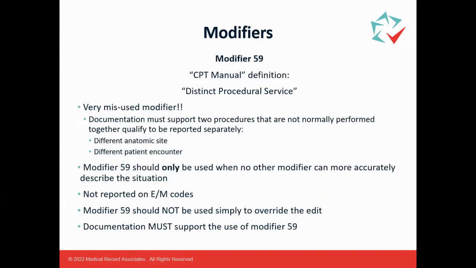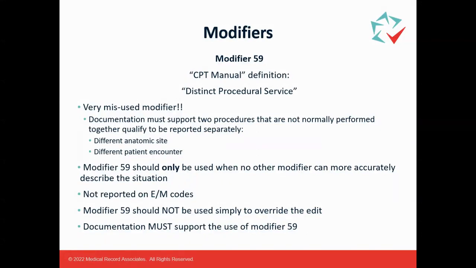We'll move on now to modifier 59. This is a very, very misused modifier. Documentation has got to support the 2 procedures that are not normally performed together in order to qualify them to be reported separately. Typically, that's a different anatomical site, different patient encounter, something to that effect. And it should only be used when there are no other modifier that can more accurately describe the situation. So if there is a more applicable modifier that shows your situation, please use that rather than modifier 59.